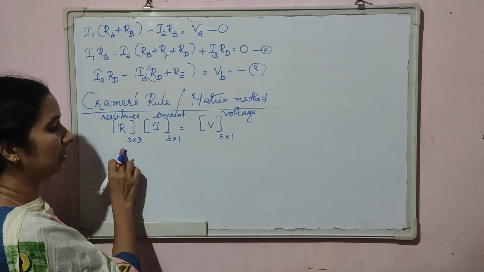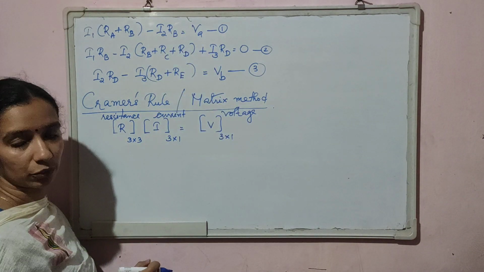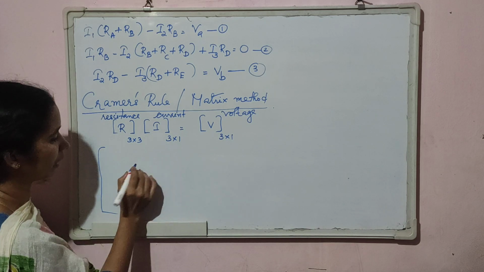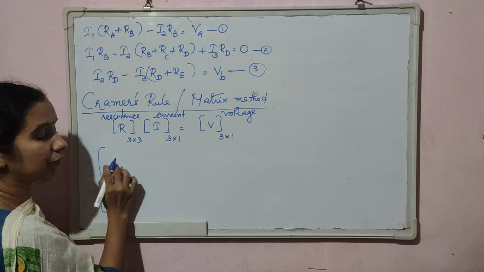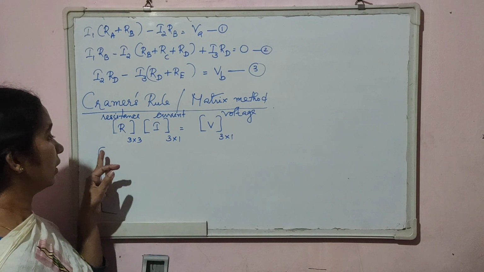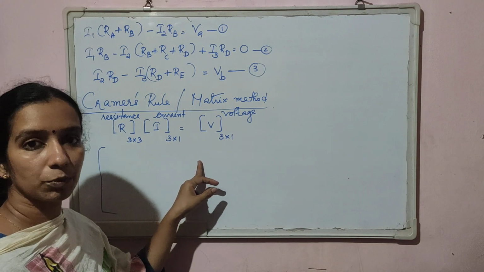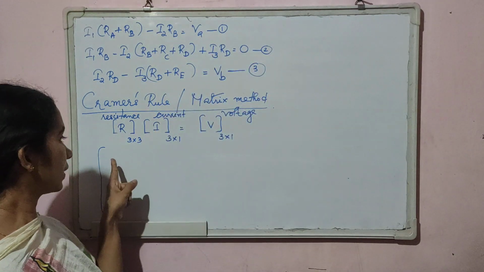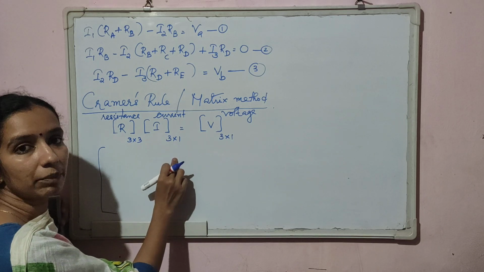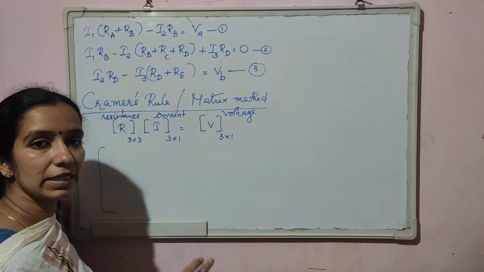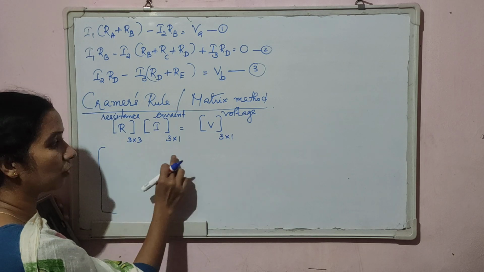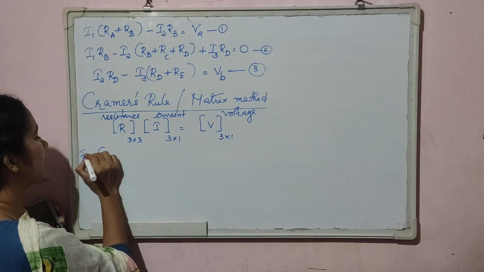Okay, let us write the matrix equation corresponding to these 3 equations. As there are 3 equations, the resistance matrix will be of order 3 by 3. Let us write the first row of the resistance matrix. Always, the first row of the resistance matrix corresponds to the first equation. The first row elements will be the coefficients of currents I1, I2 and I3 in the first equation.